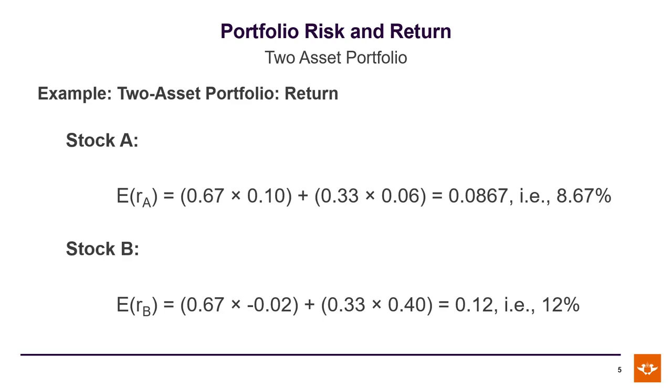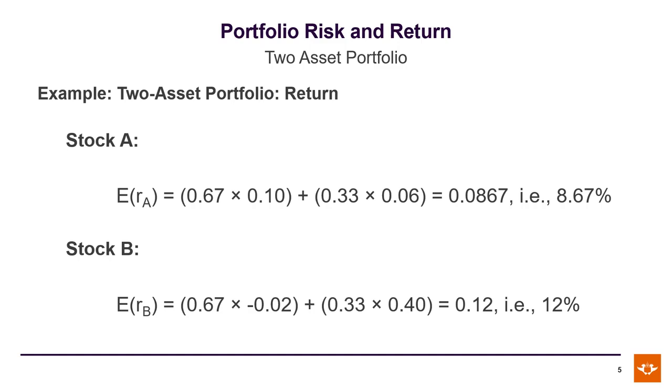We start off now by looking at the components of the portfolio. So the two components of the portfolio are stock A and stock B. And we're going to start by calculating their expected returns during the different phases of the economy. So if we look at stock A, its expected return is 0.67 times 0.1 plus 0.33 times 0.06. So we expect stock A to generate a return of 8.67%. Looking at stock B, overall, it's going to produce a return of 12%.